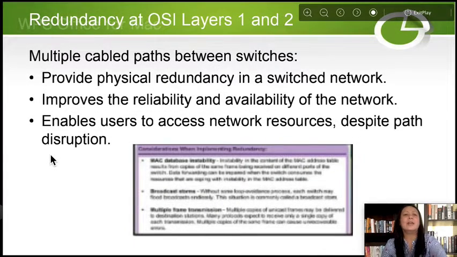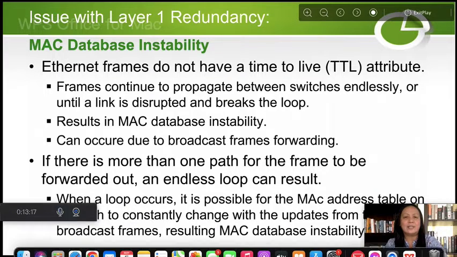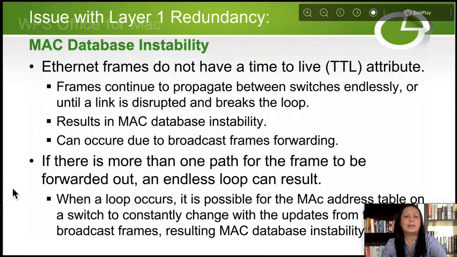And now we are going to redundancy at iOS layer 1 and 2. The multiple cabled paths between switches provide physical redundancy in a switched network, improve the reliability and availability of the network, and enable users to access the network resources despite path disruption. The issue with the layer 1 redundancy is the MAC database instability.